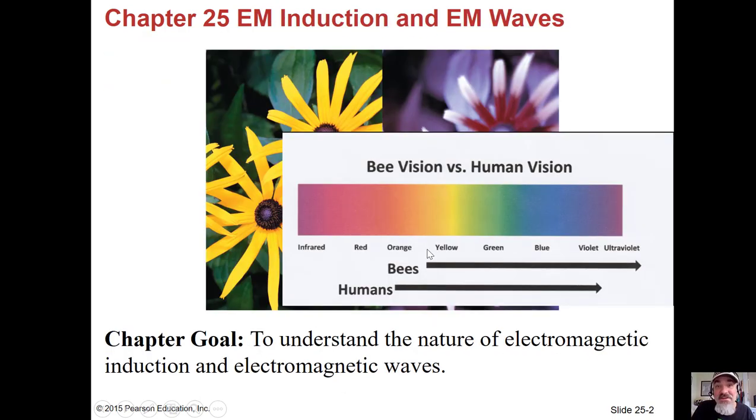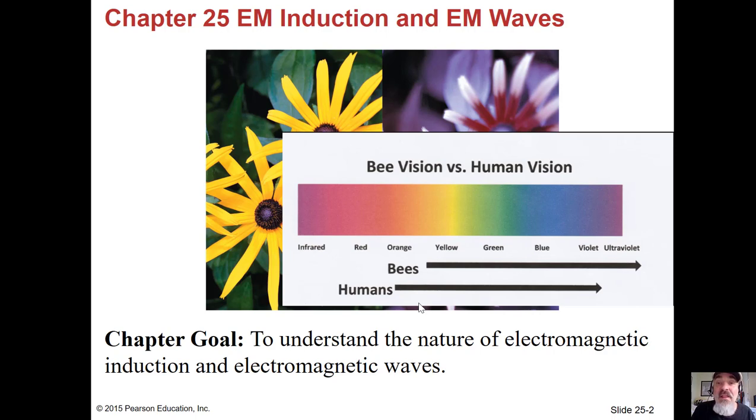two different things, bees versus humans. Bees have a different range of vision than humans. So bees can see all the way into the ultraviolet, but they don't really have much in the orange and red, whereas humans go all the way from red to violet. So we would see things differently. So this is part of the electromagnetic spectrum. This is just the visible part. There's a lot more to the spectrum than this, but this is the visible part.